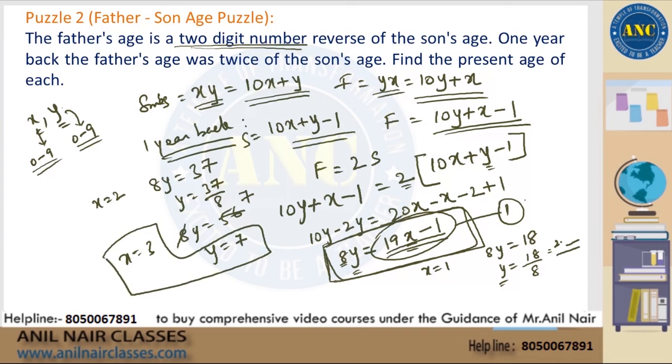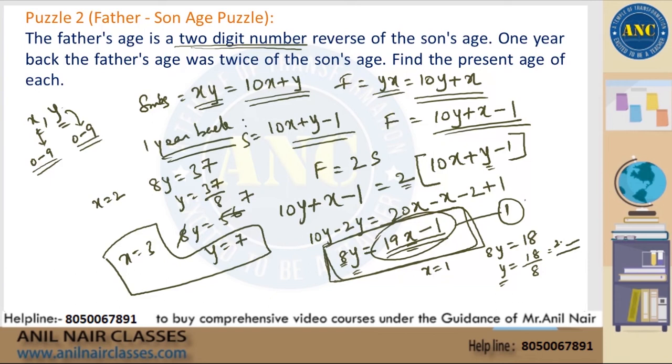Right? You might be wondering, sir, there might be another possibility. Yes, if you want, you can go ahead and check. 19 fours are 76. 76 minus 1 is 75. Is it divisible by 8? No. Even if you put x is equal to 5, 19 fives are 95. 95 minus 1 is 94. Is it divisible? No. So if you keep on checking, you will realize there's only one value, that is x is equal to 3 and y is equal to 7, satisfying this situation.